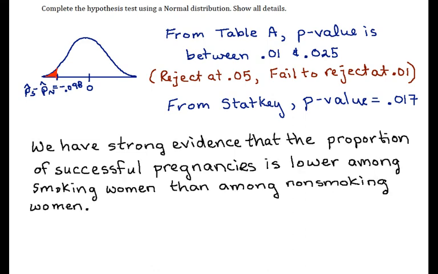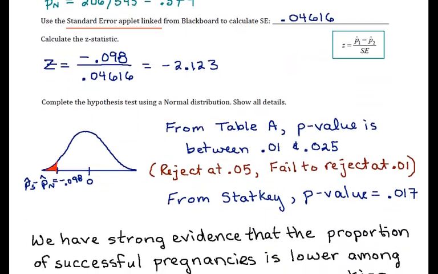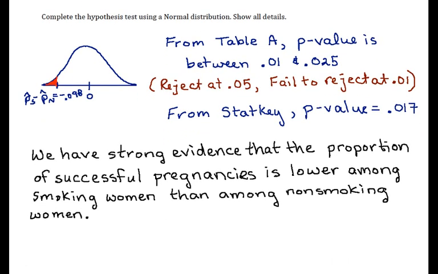So in our conclusion, we state we have strong evidence that the proportion of successful pregnancies is lower among smoking women than among non-smoking women. Note in this conclusion that we can generalize to the population. Assuming we have a random sample, let's back up and look at that. From a study of 678 women attempting pregnancy, well, let's say, assuming that this is a random sample or an approximately random sample of the population of all women attempting pregnancy, we can generalize to the population.